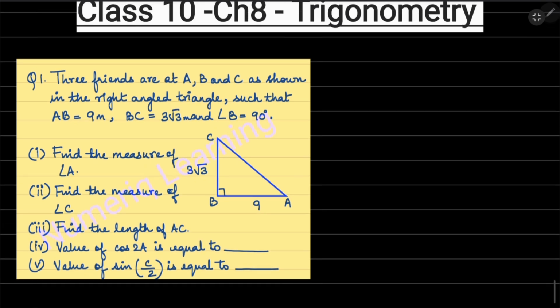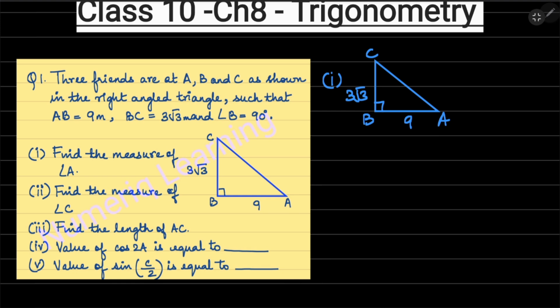So in the first question, you have to find angle A. Based on what is given, let us draw this. So this is your right angle triangle, right angled at B. AB is 9 meters, BC is 3 root 3.